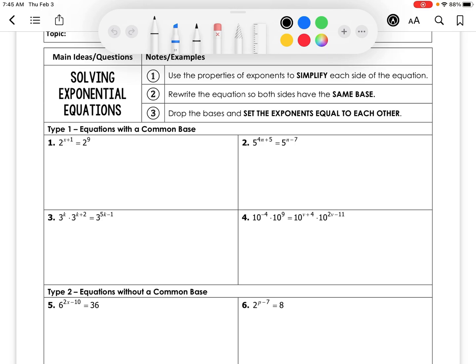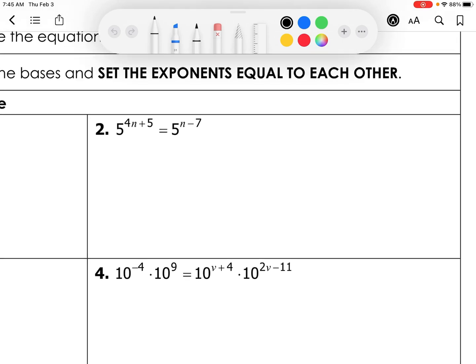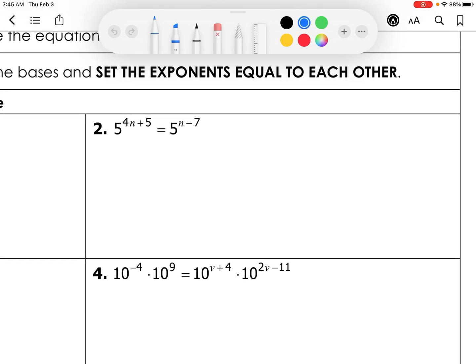So something really easy, maybe looking at number 2 first. Number 2 is really easy because these bases are the same already and we don't have to do anything. So we're going to eliminate the bases since they're the same and then set our exponents equal to each other. And then we're just solving. And you're done.